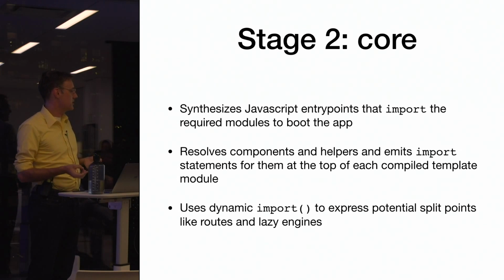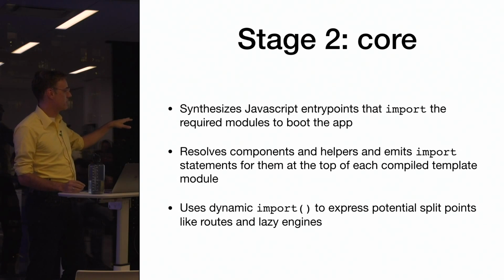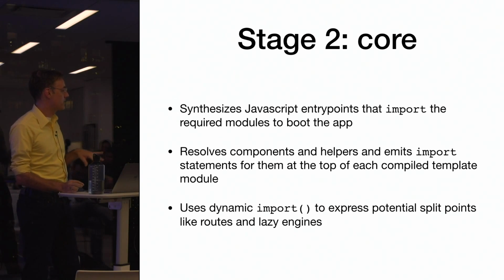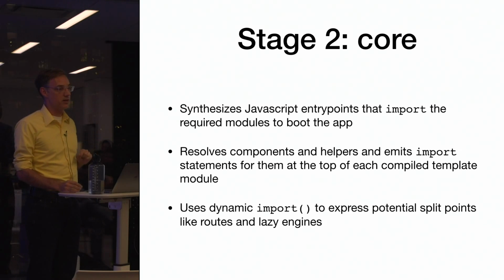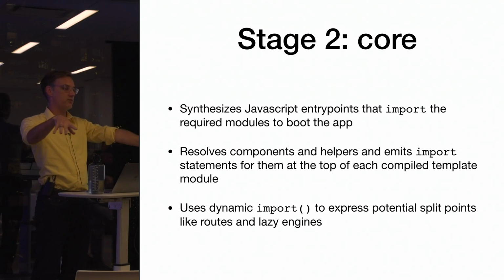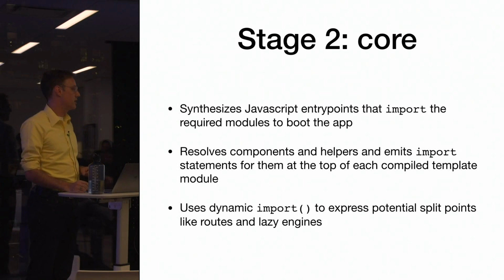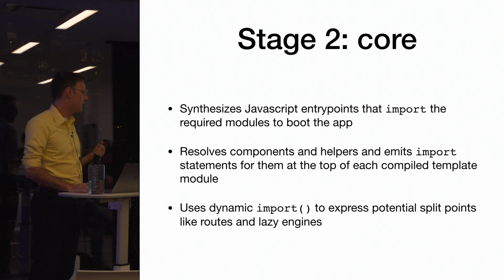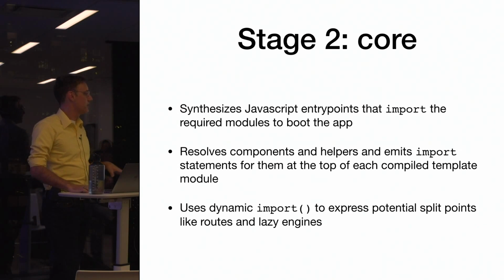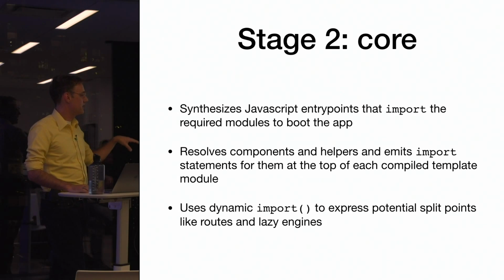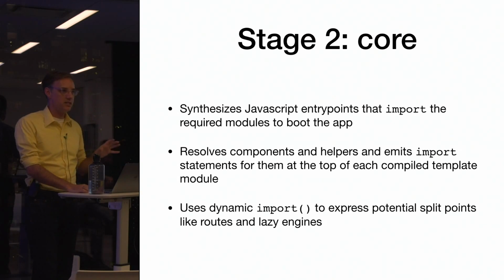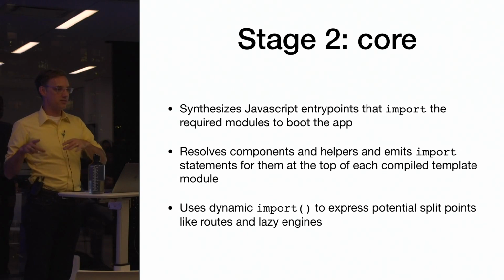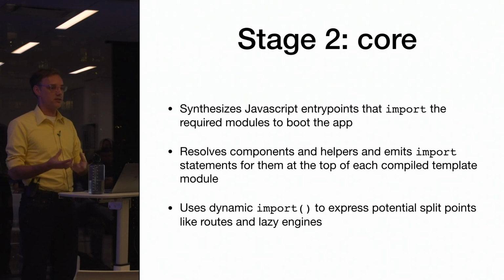And as I mentioned before, we're going to resolve components and helpers, and we're actually going to emit import statements for those at the top of each compiled template module. So the dependency graph covers our templates too, so that if the first time somebody needs a component that uses a helper is the first time that helper will get pulled in. And we can use the dynamic import to express potential split points like routes and lazy engines. All of that is taking Ember concepts like route, lazy engine, and turning them into just JavaScript concepts that are now expressible in standard JavaScript language.